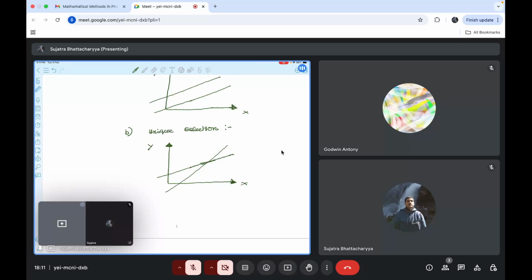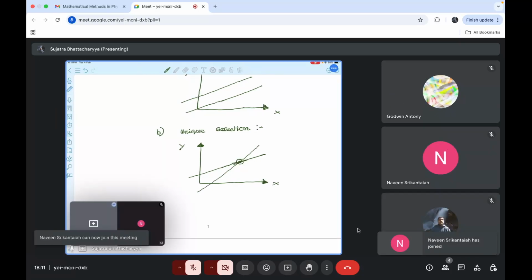Now see, there is an intersection, a point of intersection between these two equations. We can say that this is the unique point where these two equations are crossing each other, intersecting each other. That intersection point is nothing but a solution to this set of linear equations. Okay, so this is one of the categories of the possible solutions of the set of linear equations.